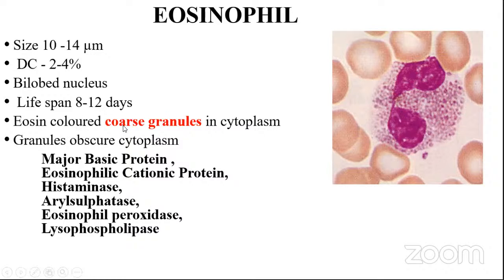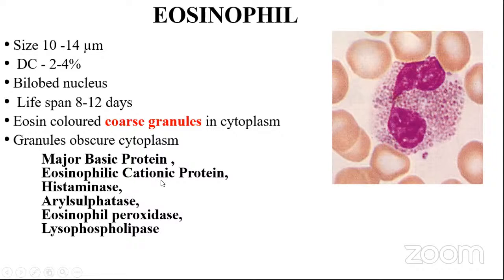Here, remember, it is coarse granules that are present in the cytoplasm. In neutrophils it was fine granules. In eosinophils it is coarse granules. You can see the coarse granules here. What are the contents? These are the major basic protein, which is present in the coarse granules.